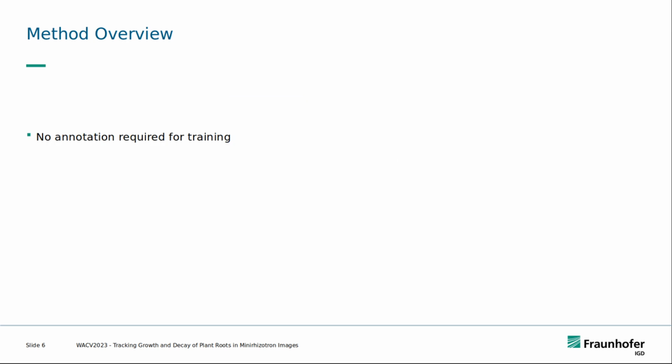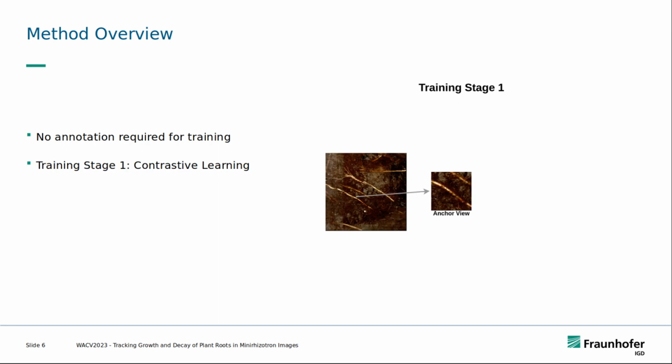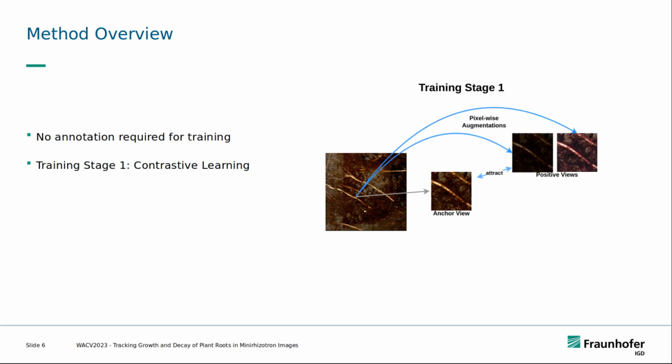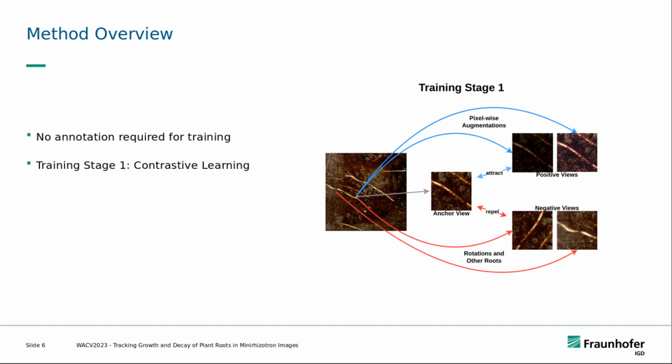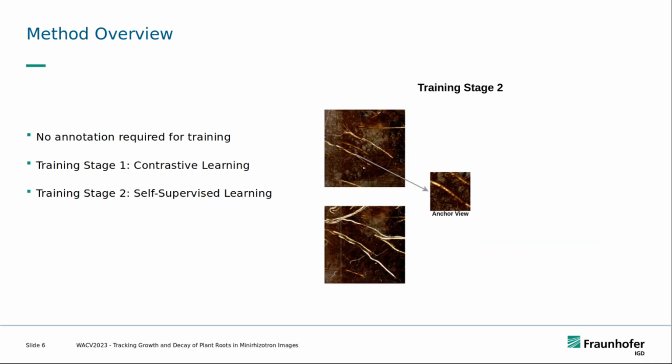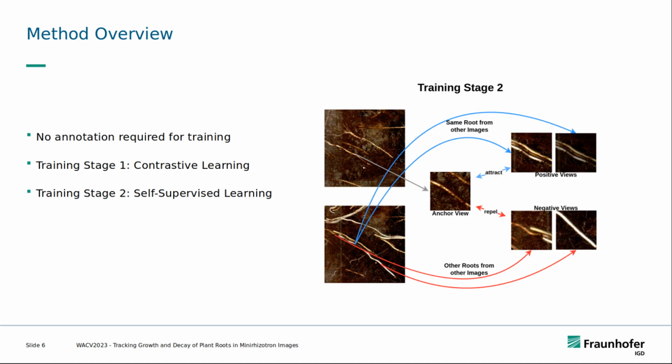No annotations are required to train the similarity network. In the first stage we use contrastive learning to teach the similarity network how similar two roots are. For positive views we use the same root, augmented only with pixel-wise operations such as brightness or color jitter. And for negative views we use rotations, flips and other positions in the same image. This already works in simple cases, but for better performance we continue training in the second stage. This time on roots from different images at other points in time from the same Minirhizotron experiment. For positive views, we use the matches from the first stage.